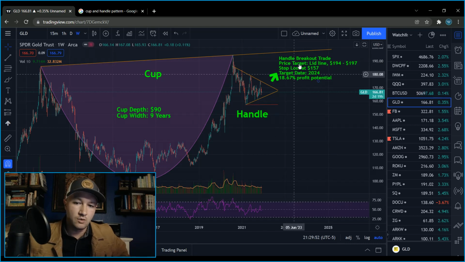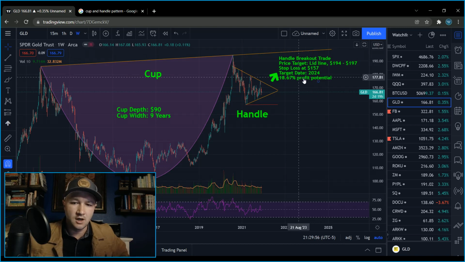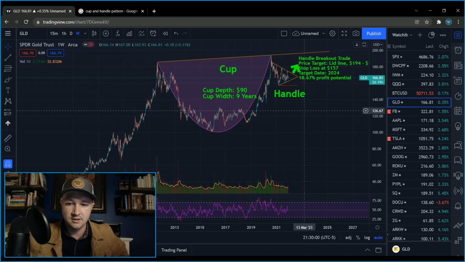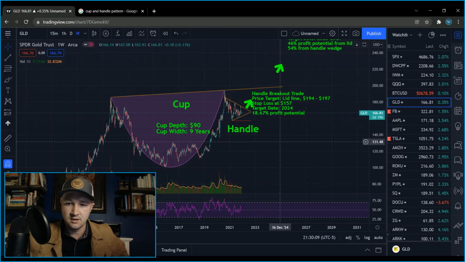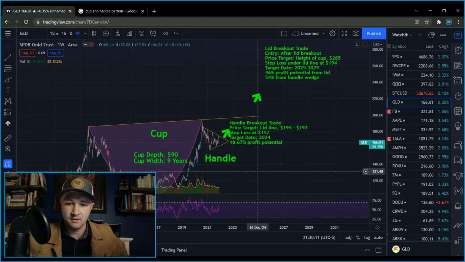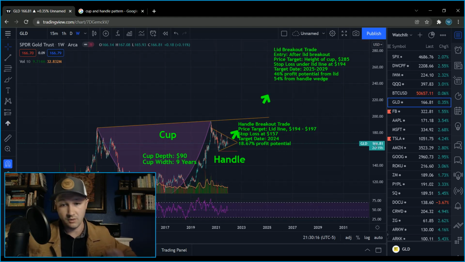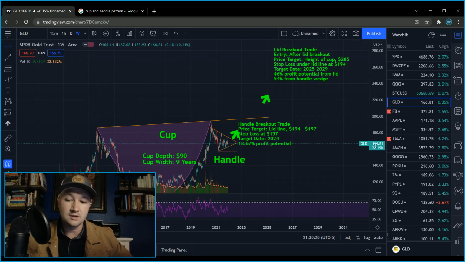So if we break through that lid line, which could take a few years, but if we do, and when we do, we're going to target a number much, much higher. Let's pull this chart down and show you guys. We're talking way up here, right? We're talking on the GLD anyway, $285.